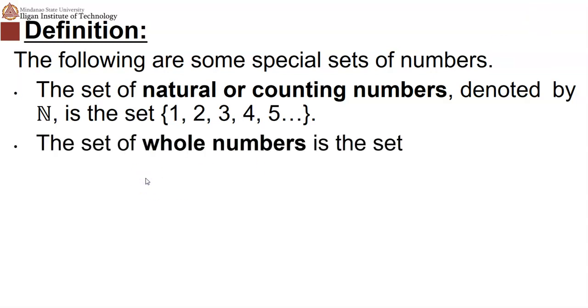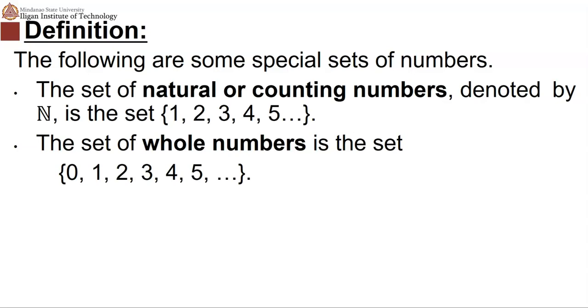You also have the set of whole numbers. The set of whole numbers would be your 0, 1, 2, 3, 4, 5. Notice that the set of natural numbers here is a subset of your whole numbers.